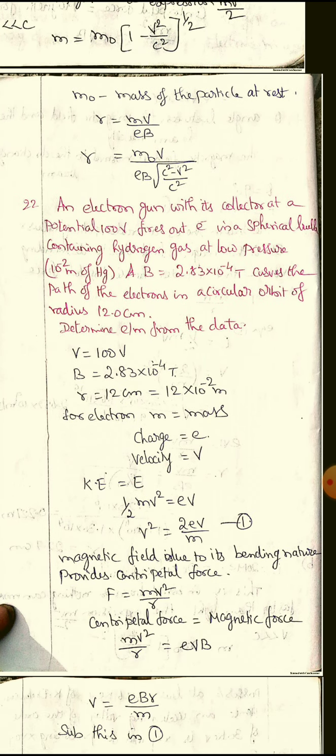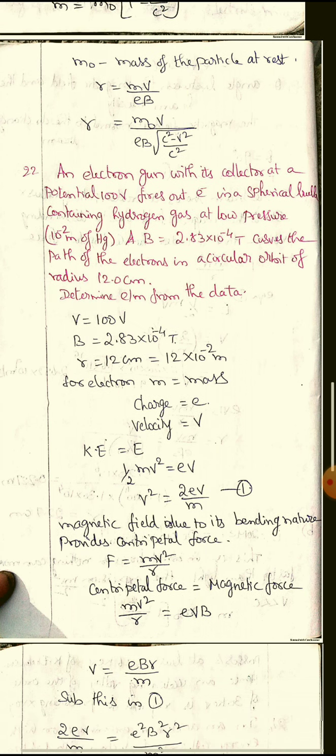An electron gun with its collector at a potential of 100 volt fires out electrons in a spherical bulb containing hydrogen gas at low pressure, 10 to the power of minus 2 millimeter of mercury. B is equal to the magnetic flux density, B is equal to 2.83 into 10 to the power of minus 4 Tesla.